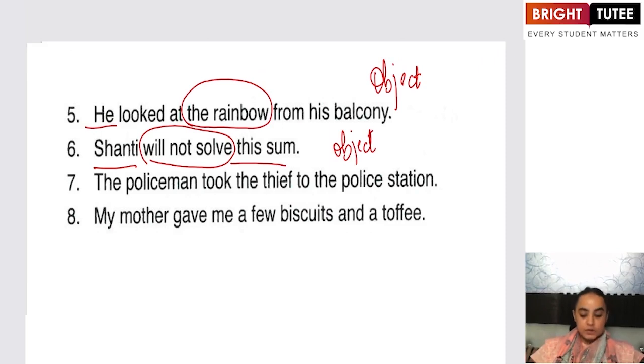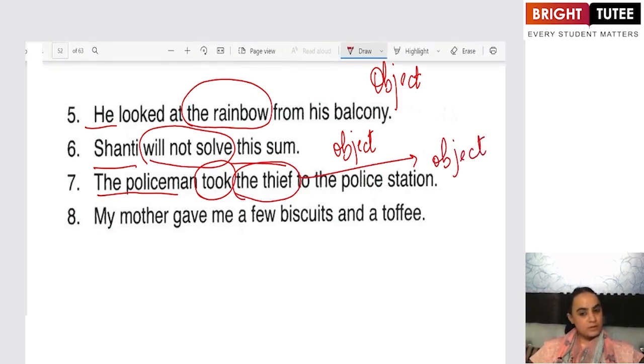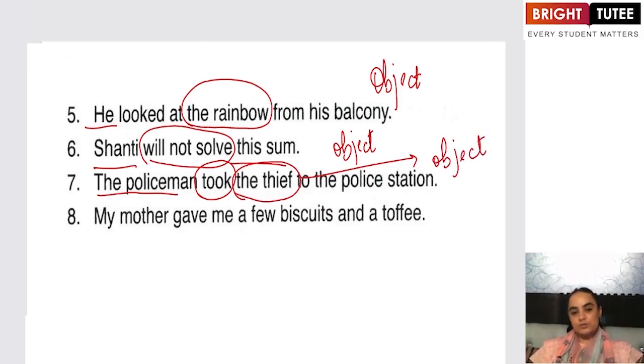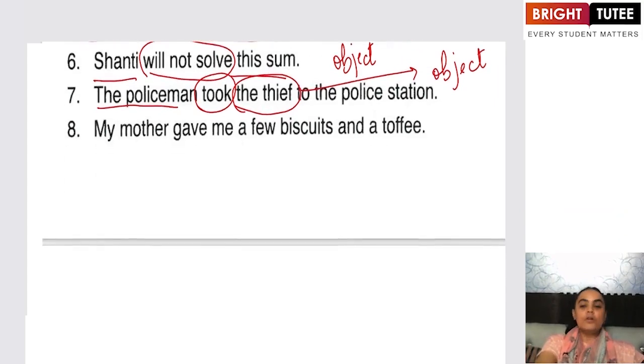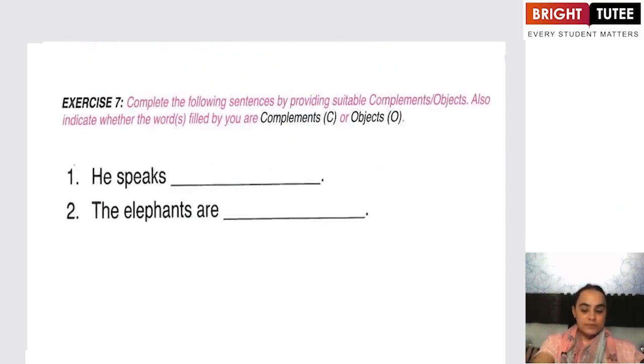The policeman took the thief to the police station. So what is my subject in the sentence? The policeman. What is my verb in the sentence? Took. And who did the policeman take to the police station? The thief. So the thief is again my object. So like this, my dear students, you are going to identify whether in a sentence we have an object or a verb. Let us look at another question.